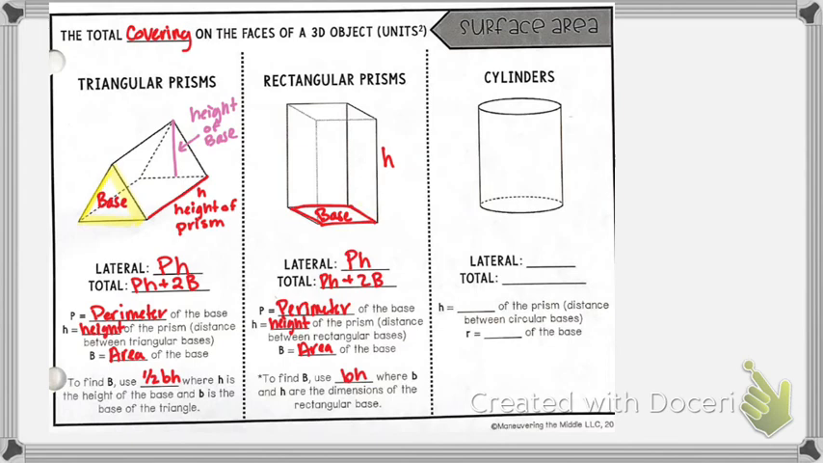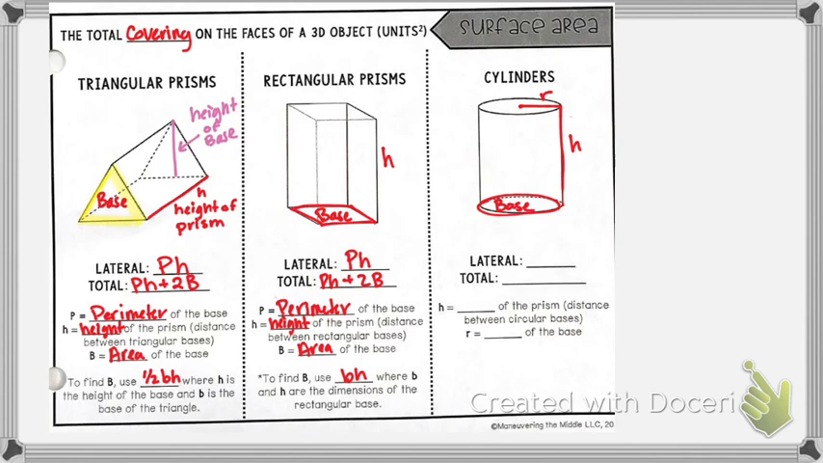The last one will be cylinders. For cylinders, we have a few things in our drawing. We're going to put a radius, because if we have the entire thing, that's the diameter. So if you have the diameter and you want the radius, just cut it in half. You have the height, and then this would be your base.